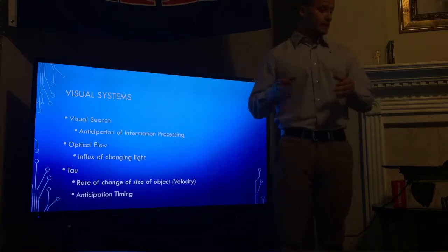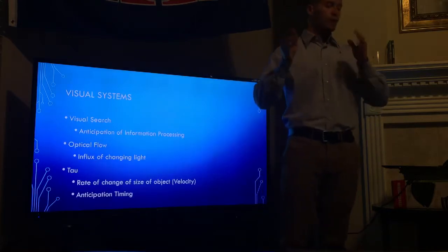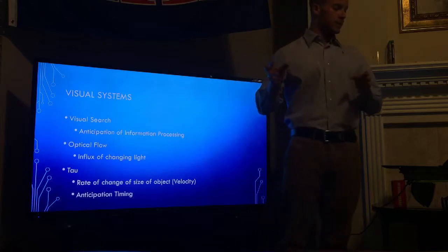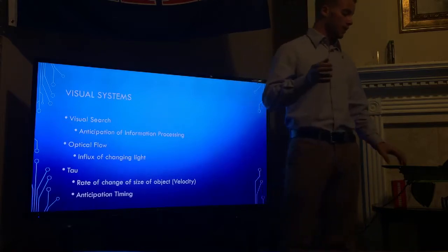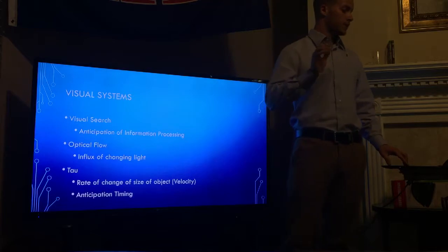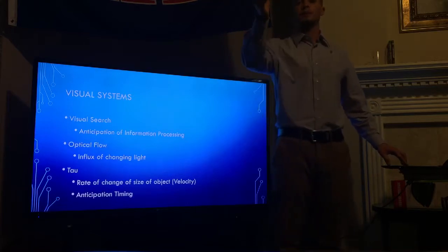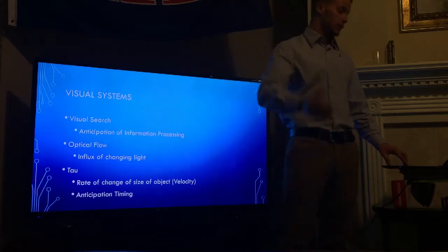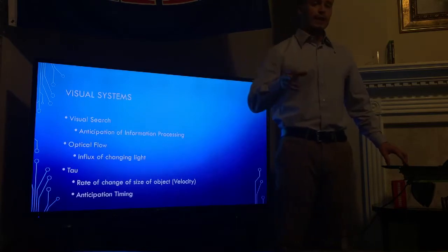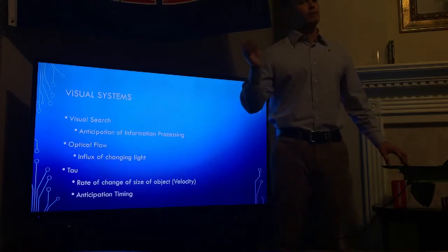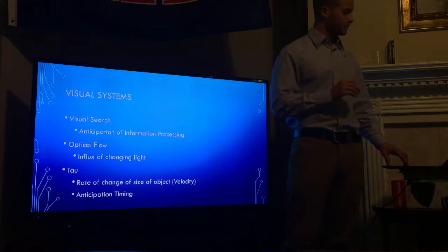Visual search is anticipation of information processing, while optical flow is an influx of changing light. Within optical flow is tau, which is the rate of change of size of an object. So when a baseball is coming toward you, you can see the velocity. And this allows for anticipation timing, so whenever someone's trying to swing a bat.